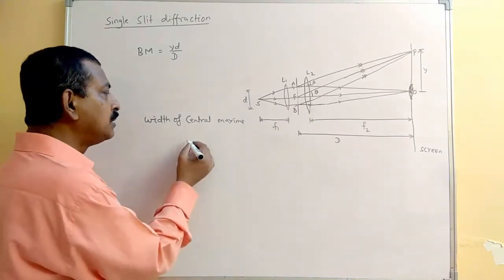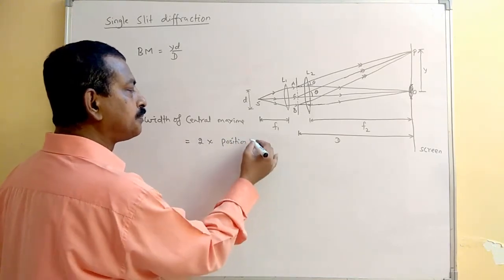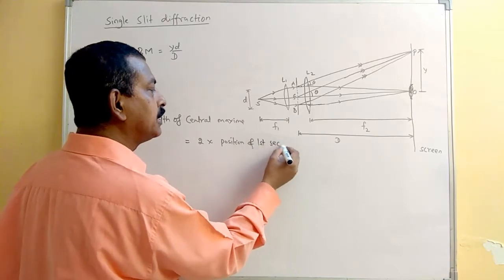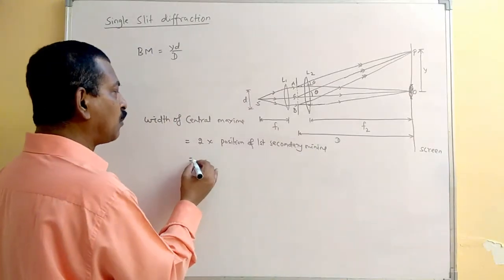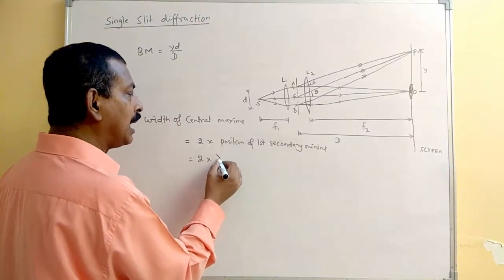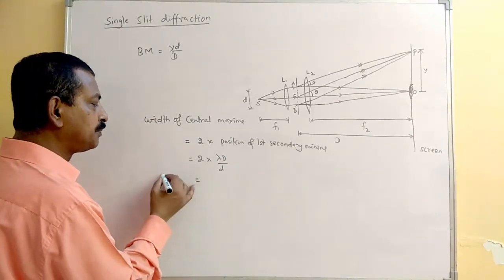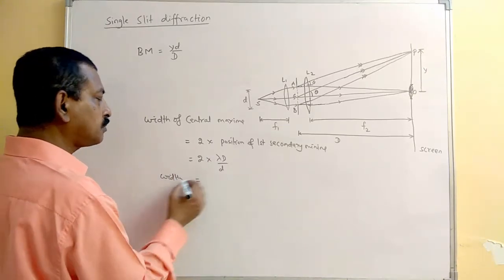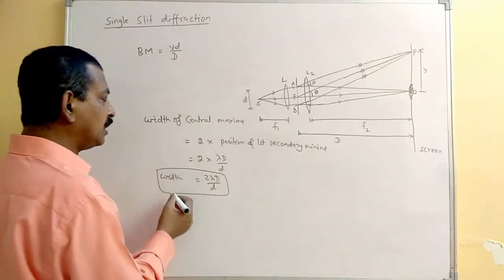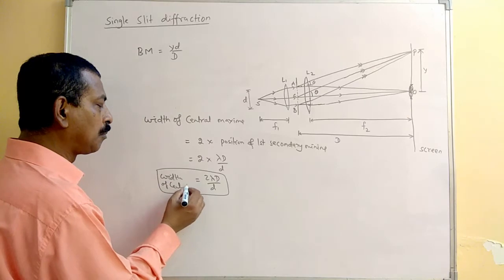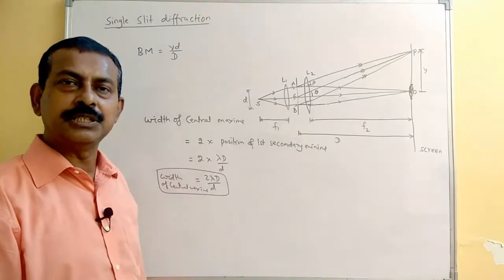So how do we get that one? It will be 2 times the position of the first secondary minima. And what is this? This is your lambda D by d. So that means the width of the central maxima will be how much? So width is equal to 2 lambda D by d. So this is the width of the central maxima. So it is 2 times lambda D by d.